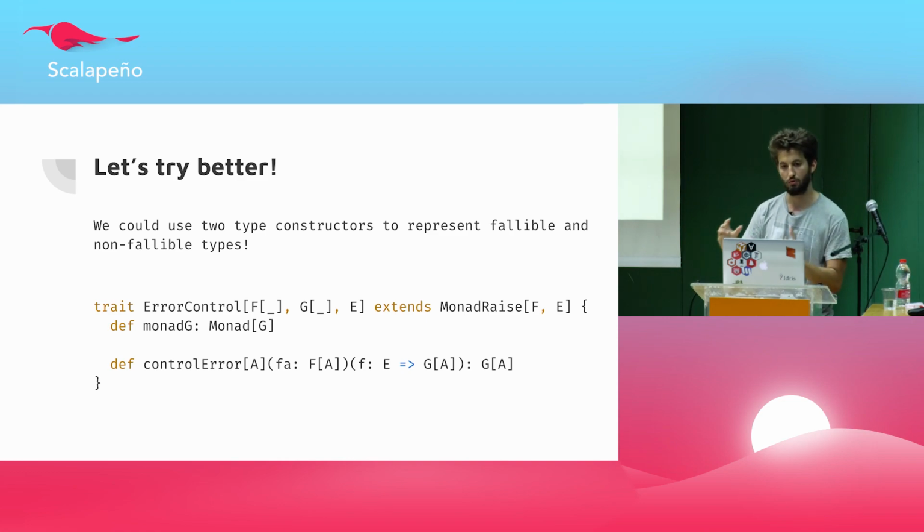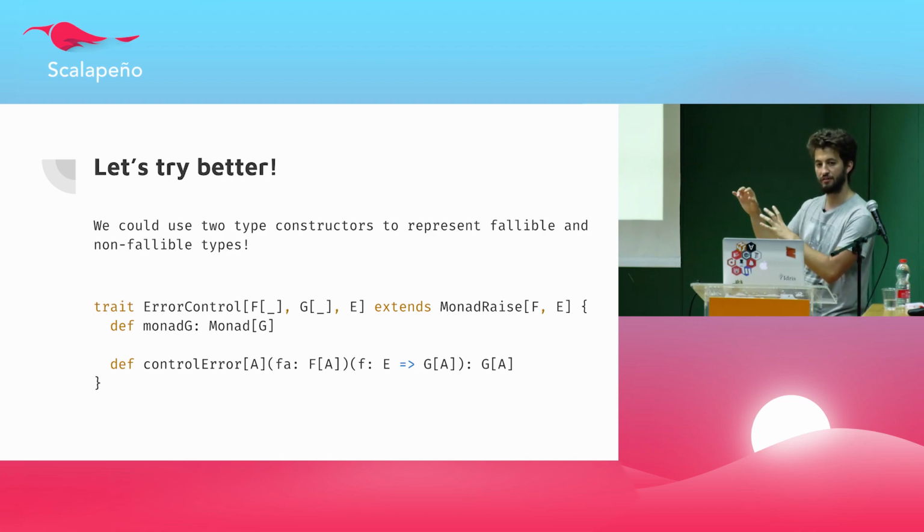But let's look at this controlError function. This controlError function takes an F of A and a function of E to G of A, and then returns a G of A. And this sounds a bit abstract, so let's try and make it more approachable.